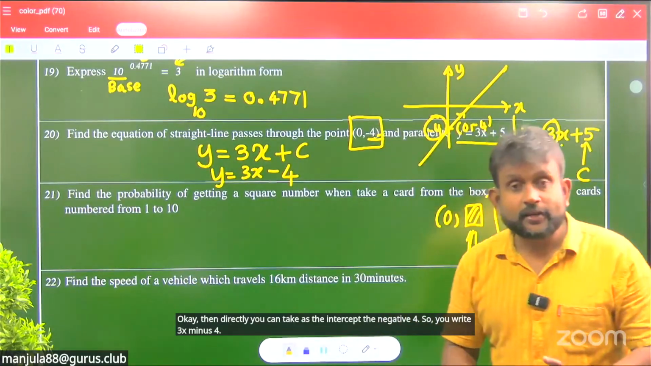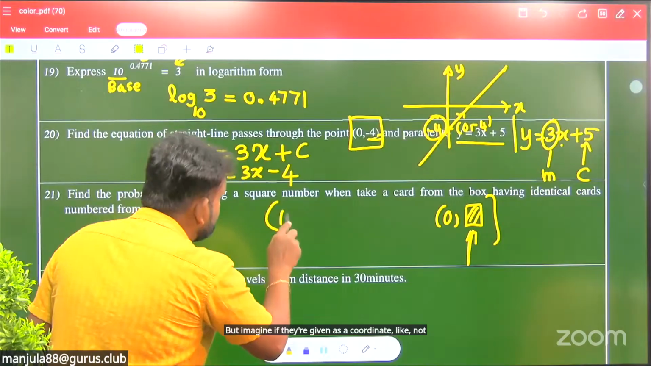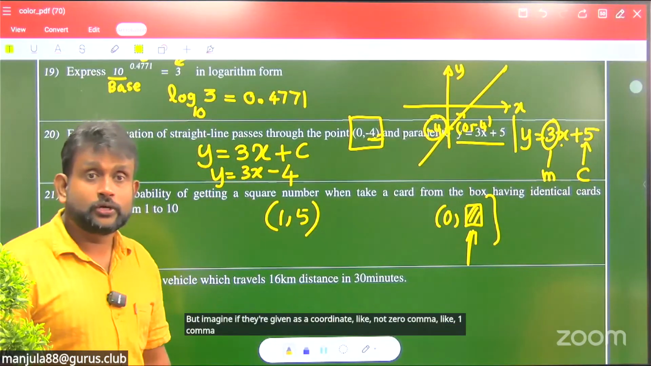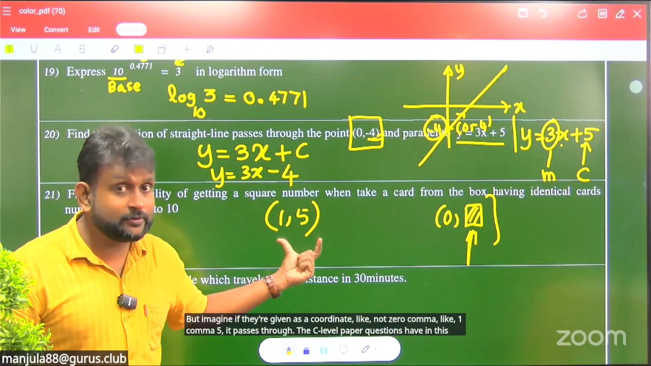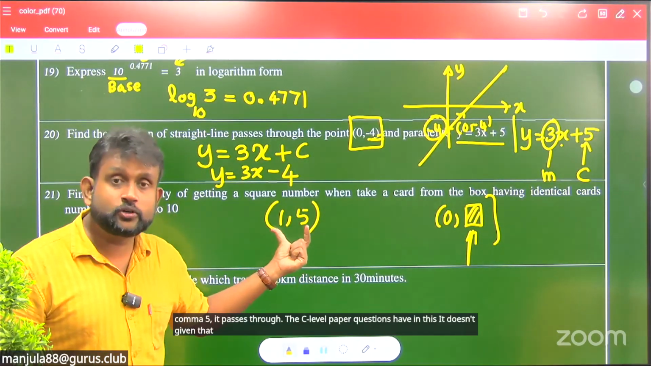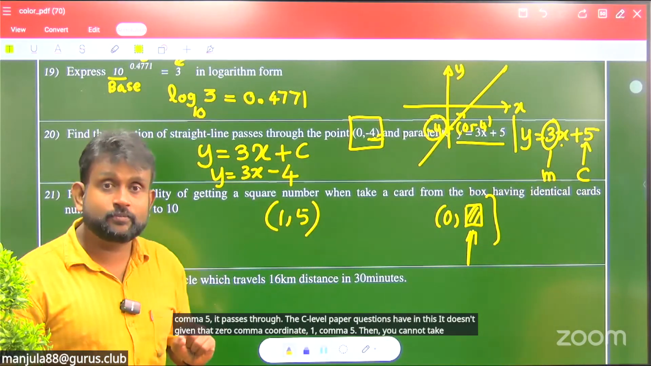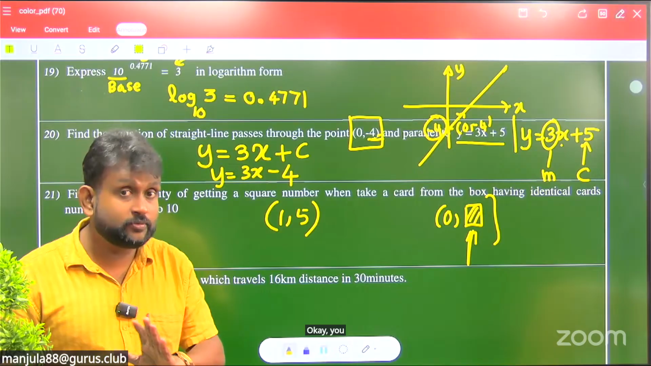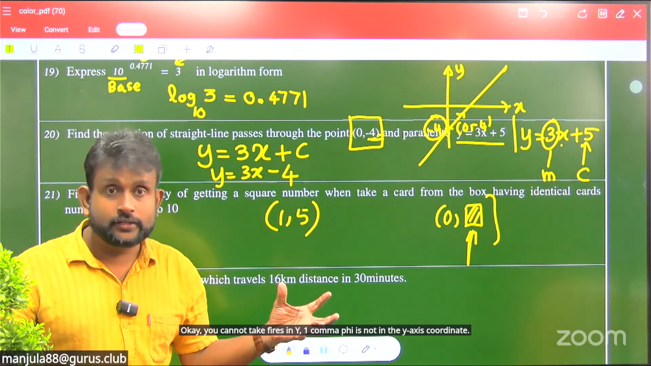But imagine if they give a coordinate not of the form 0 comma, like 1 comma 5, through which it passes. This year's O level paper questions have this kind of question. It isn't given as a 0 comma coordinate but 1 comma 5. Then you cannot take 5 as the intercept. 1 comma 5 is not a y-axis coordinate. Then how to do it?